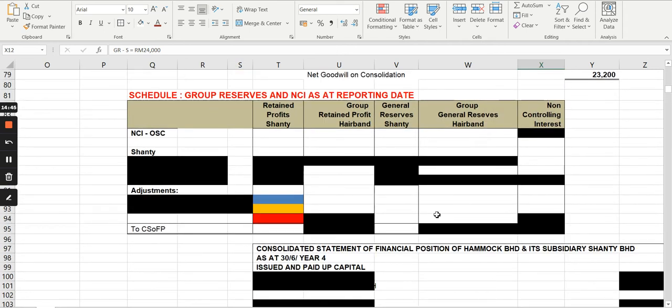It does not matter where you put the non-controlling interest. You can put it here or you can put it last. So I put it in the last column. I start off with my first item column here. The second column is my retained profit. Please make sure you make the columns very organized. And then retained profit means the retained profit here, Shanty. Shanty is the subsidiary.